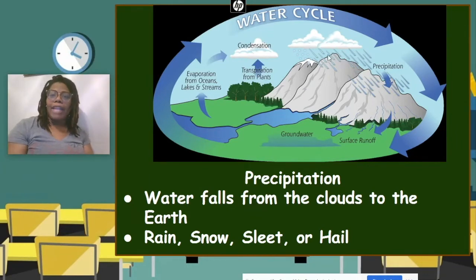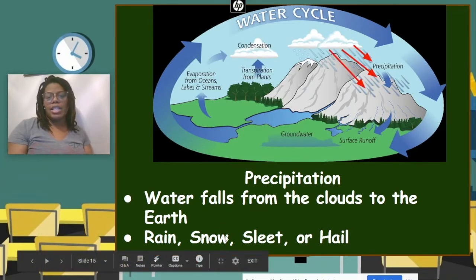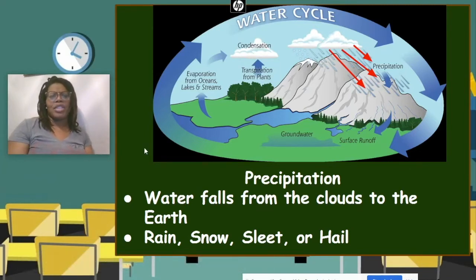Okay, after the clouds get heavy, the water is going to fall from these clouds as they're full, and it's going to fall in the form of precipitation. If something precipitates, it means it falls out. So the water falls out of the clouds in the form of rain, snow, sleet, or hail. And we're pretty familiar with precipitation.